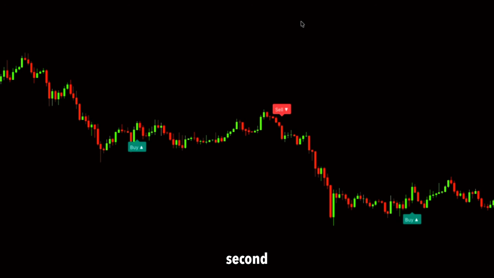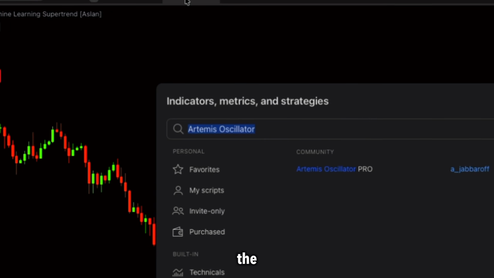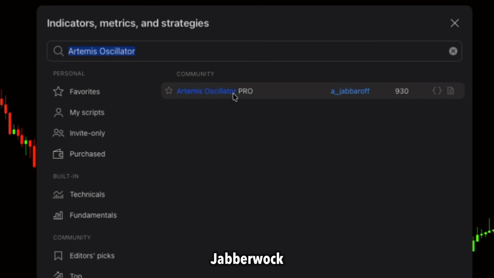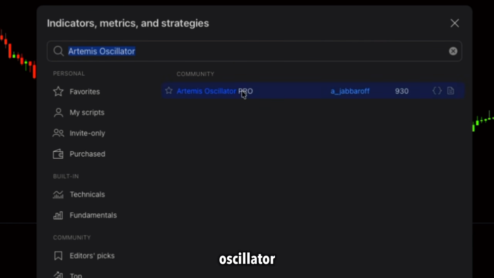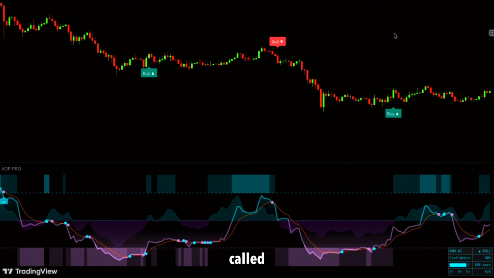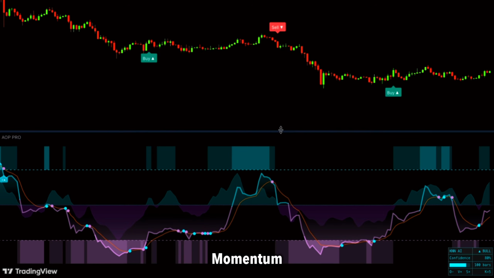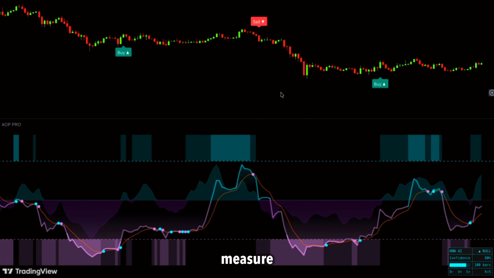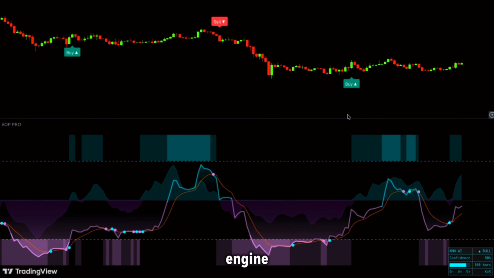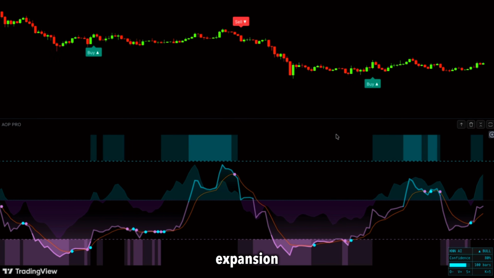Now let me show you the second piece of this reversal system, the Artemis Oscillator PRO by Ajabarov. This is a momentum oscillator built on a completely custom engine called Directional Range Momentum. Most oscillators like RSI measure price distance. The DRM engine measures the direction and force of range expansion.